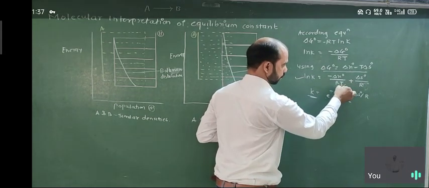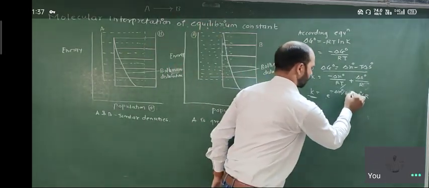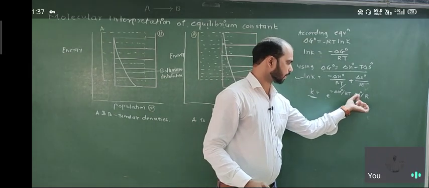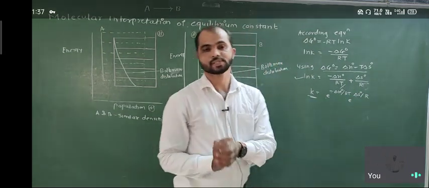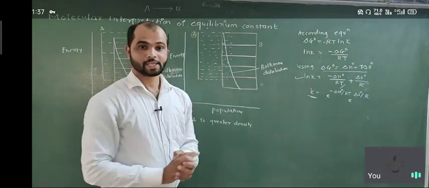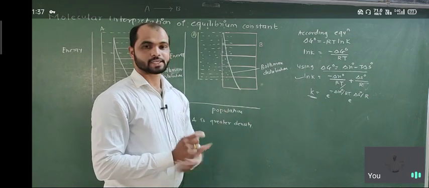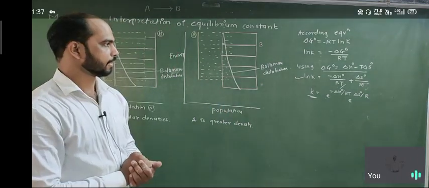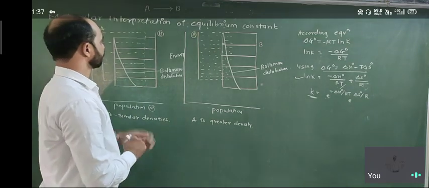So K is equal to e raised to minus delta H naught upon RT plus delta S naught upon R, so it is a function of T. Delta S naught means the standard entropy, delta H naught means the standard enthalpy. So using standard conditions, enthalpy and entropy, we can find out the K, the equilibrium constant.